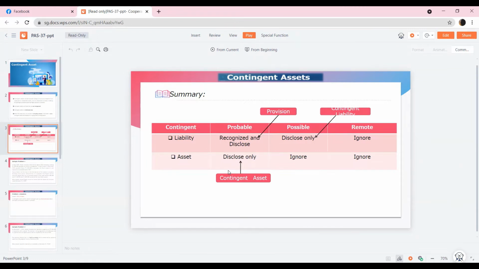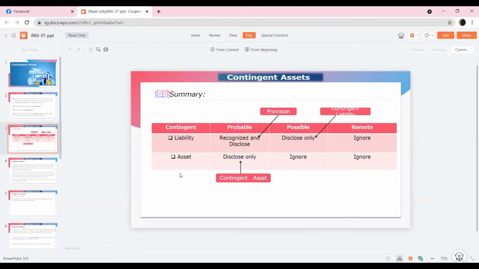So, bakit natin siya dinidisclose kapag possible? Because kapag possible, contingent liability na ang tawag natin dyan. And recognize siya dito sa probable because it is a provision. It's just that uncertain pa. Paano kapag reasonably certain yan? Kapag reasonably certain yan, totoo na siyang liability natin. Kasi malapit-lapit na siya sa certainty.